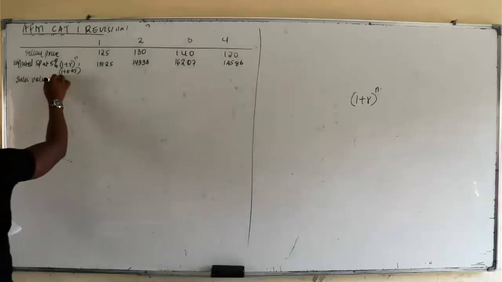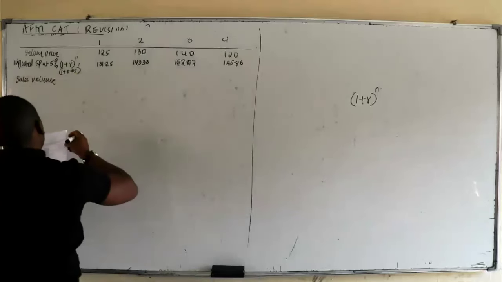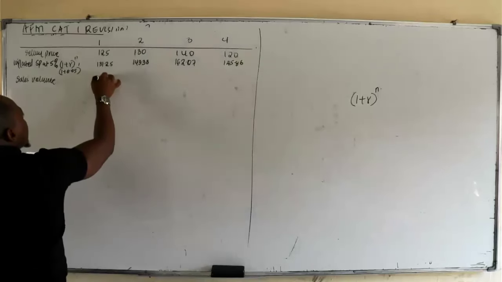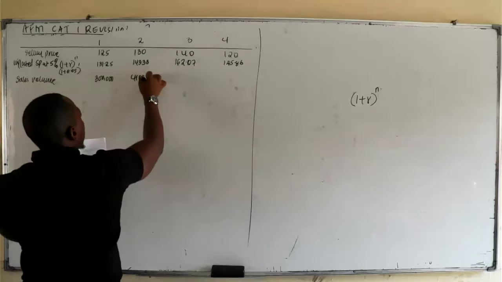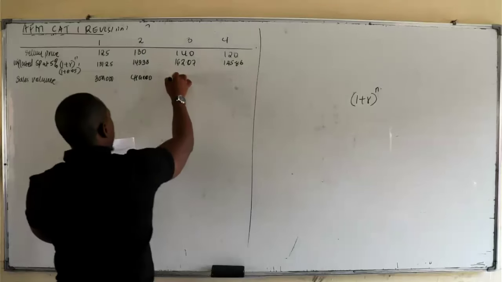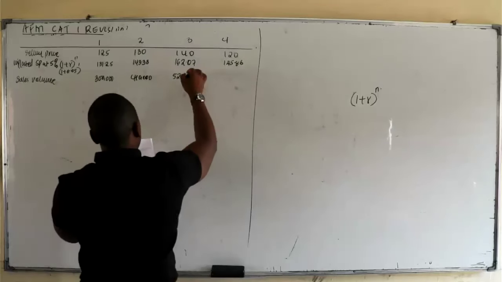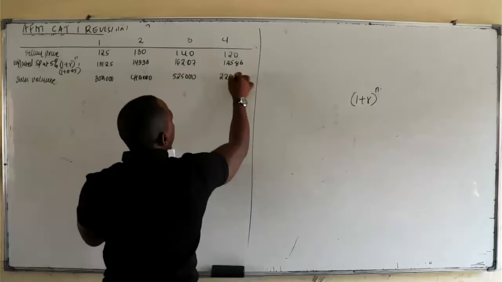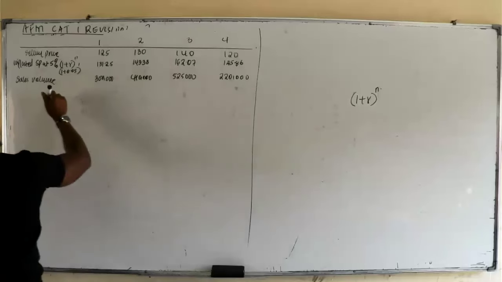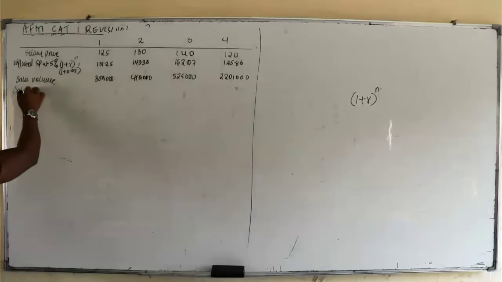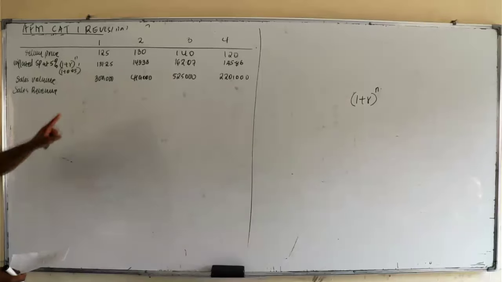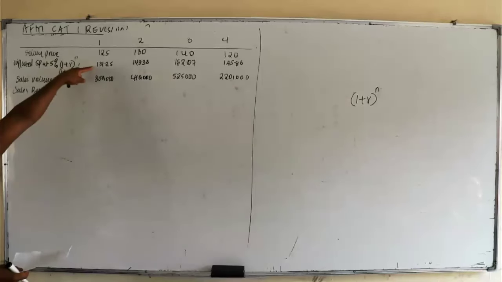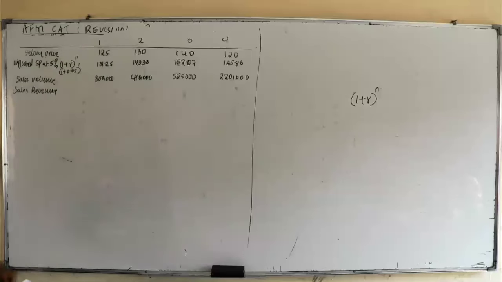Now from there we have the sales volume. Year 1, we sold 300,000 units. Year 2, 410,000 units. Here you sold 525,000 units. Here you sold 220,000. Now, can you get the sales revenue? To get the sales revenue, you take the inflated selling price per unit and multiply by the number of units. So give me that.